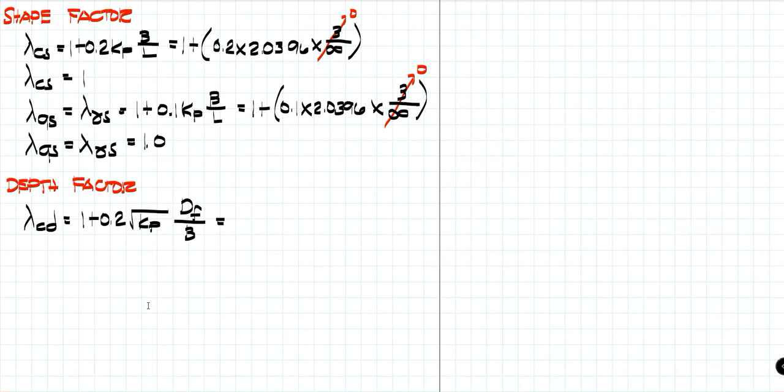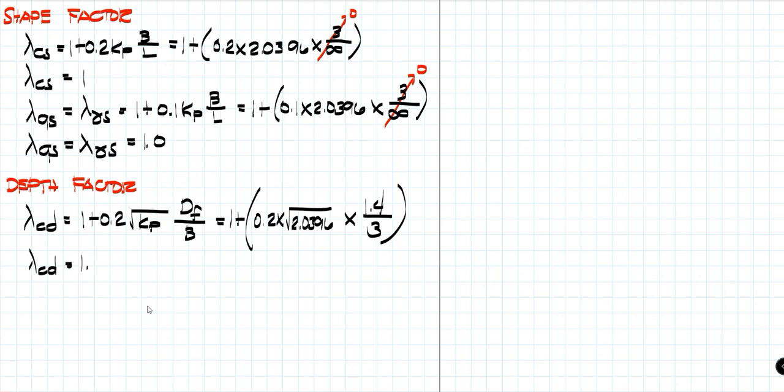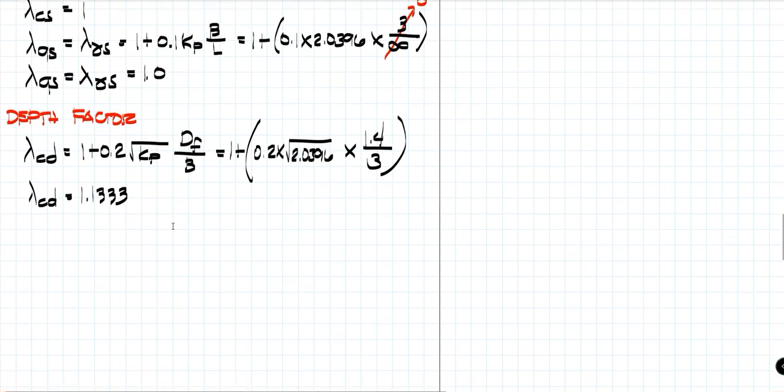So, substitute na natin: 1 plus 0.2 times square root ng 2.0396 times yung df or yung embedment depth ng footing which is 1.4 divided by yung B which is 3. So ngayon hindi na magsi-zero, magkakaroon na tayo ng value ng lambda CD which will be equivalent to 1.133. So yan na ngayon yung lambda CD natin.